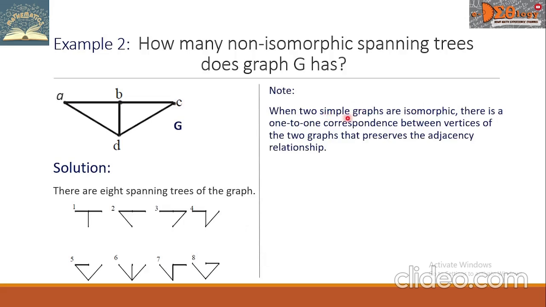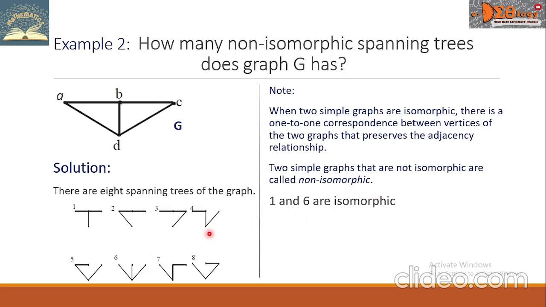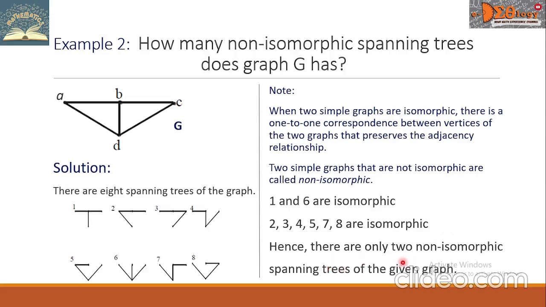Note that when two simple graphs are isomorphic, there is a one-to-one correspondence between the vertices of the two graphs that preserves the adjacency relationship. Two simple graphs that are not isomorphic are called non-isomorphic. We can see that graphs 1 and 6 are isomorphic. Also, graphs 2, 3, 4, 5, 7, and 8 are isomorphic. Hence, there are only two non-isomorphic spanning trees of the given graph.